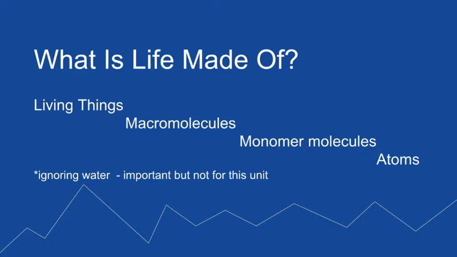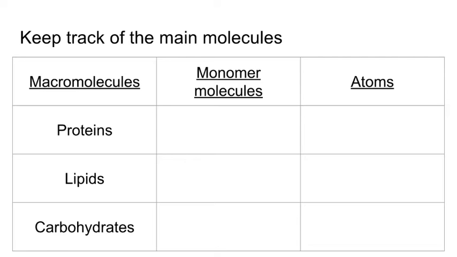We're going to ignore water for this conversation. Water is very important, but it's not really that important for this unit. So it might be helpful if you keep track of what the main molecules that make up living bodies are. There are 4 main macromolecules, and we're going to talk about 3 of them. The 3 that we're going to talk about are proteins, lipids, and carbohydrates.